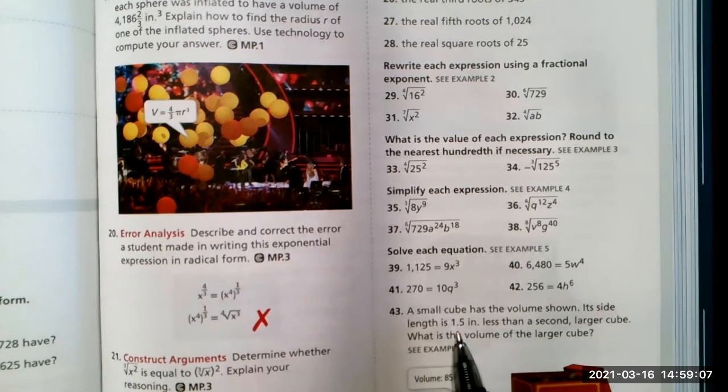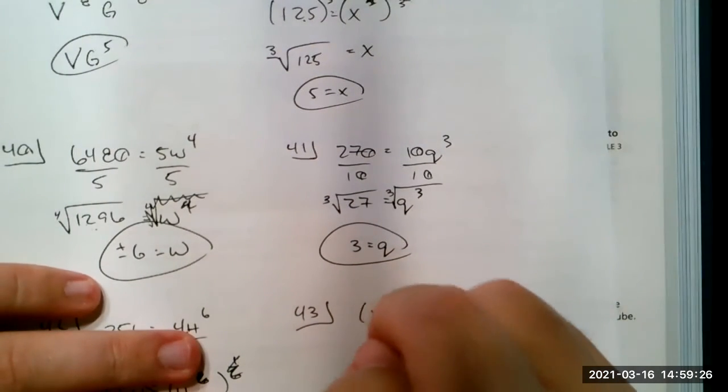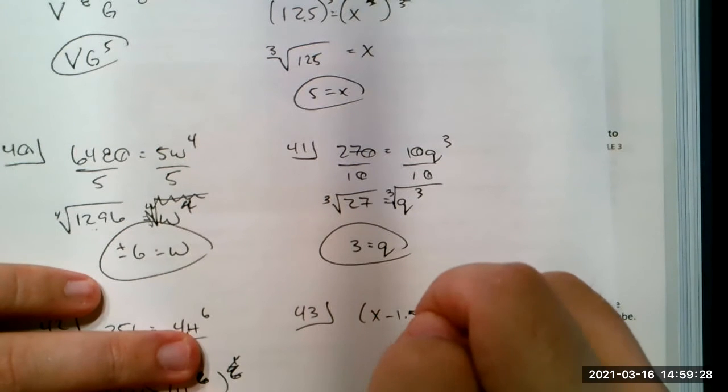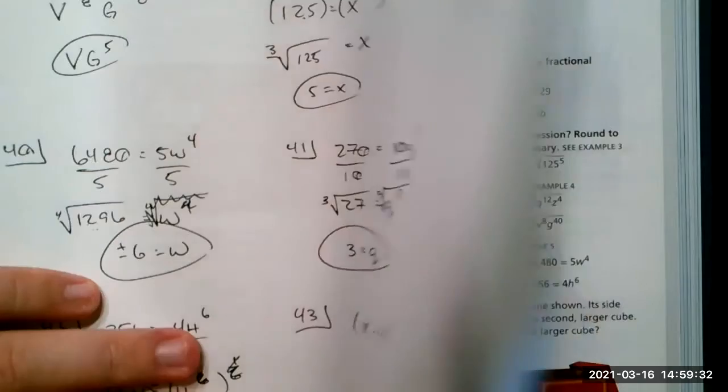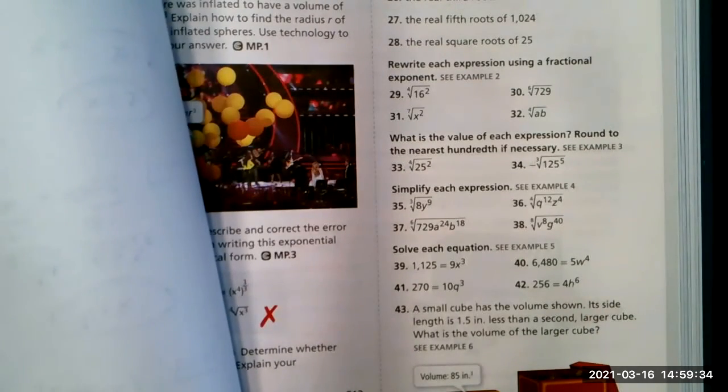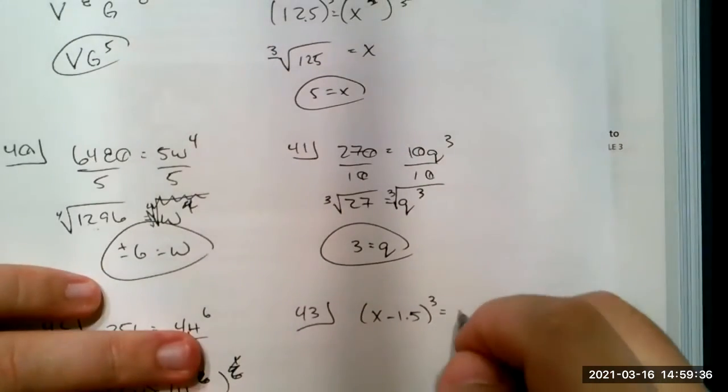Its side length is 1.5 inches less than the second larger cube. So if this is 1.5 inches less than the second cube, this is going to be x minus 1.5, right? For this problem, it would be x minus 1.5 cubed, because it's talking about volume. Volumes are always cubed, areas are squared. And then the volume is 85.